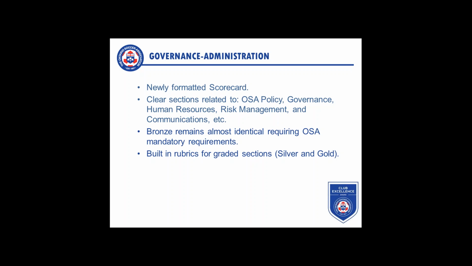The bronze area remains almost identical, which is basically OSA mandatory requirements. You'll also see in each area there are built-in rubrics for sections for the silver and gold. You will also see that there's resource links and information as well as category numbers that's been added to assist each club and their organization and submittal of the documents.